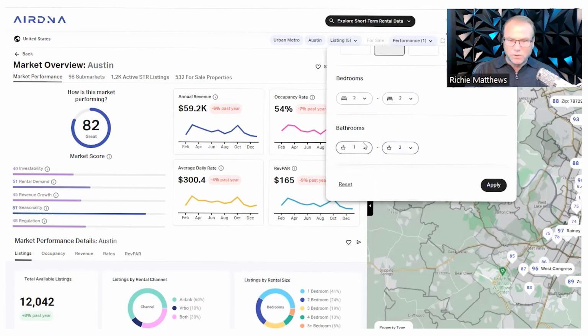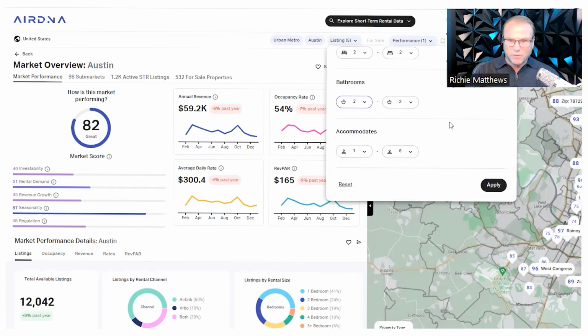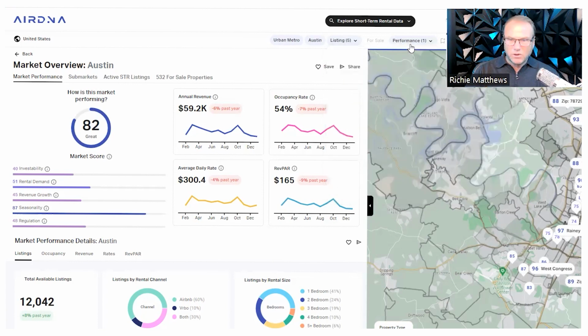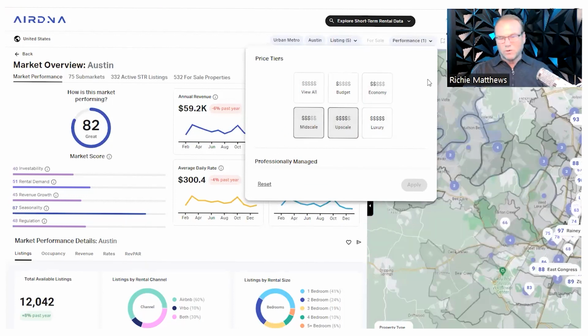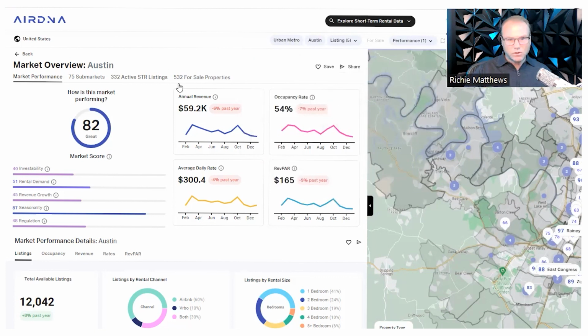Some older markets you have to do a 2-1, but most new buildings, relatively new, you can go 2-2. And I go up to 6 people, 4 adults, 2 kids, and then hit apply. And then I'm also going to do on performance, mid-scale, upscale. Remember what I said before? Don't mess around with budget or economy or luxury, or whack out your prices. You want to get the most accurate prices on what hosts are doing in the Austin market.